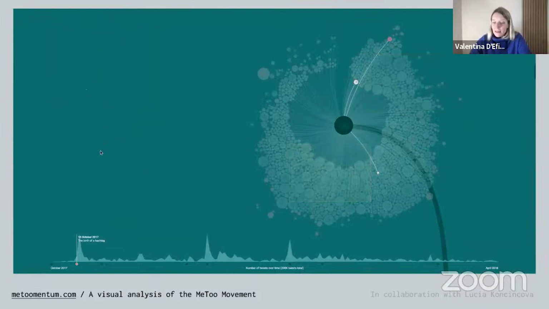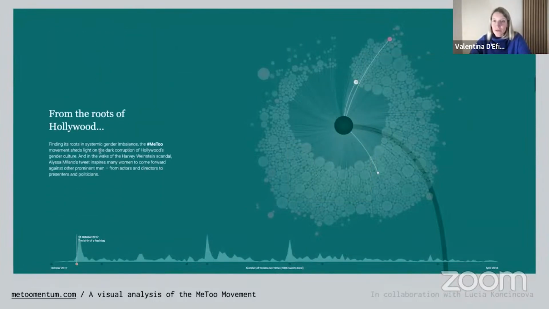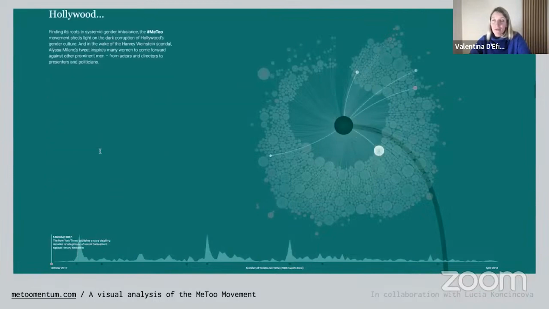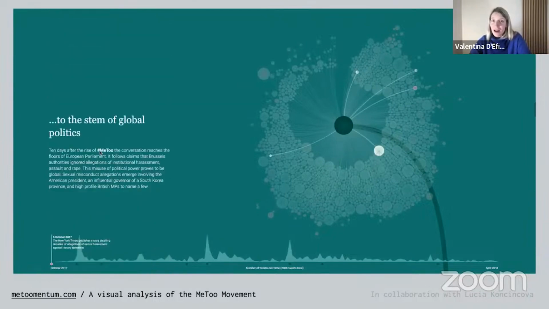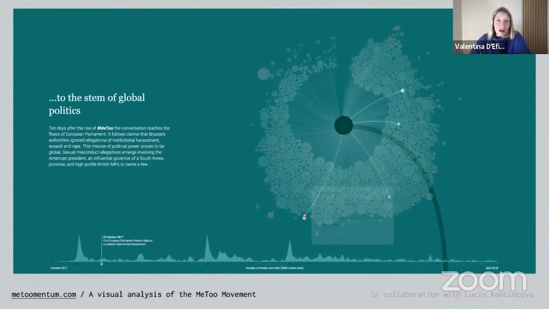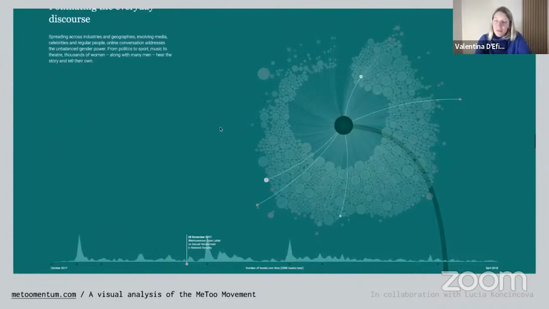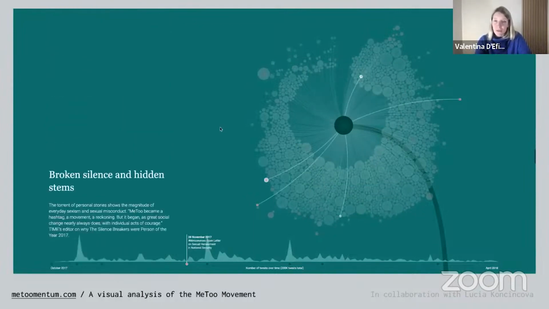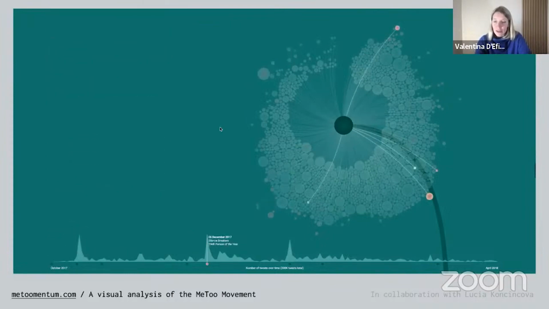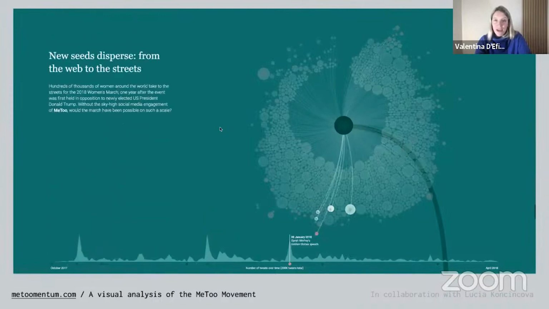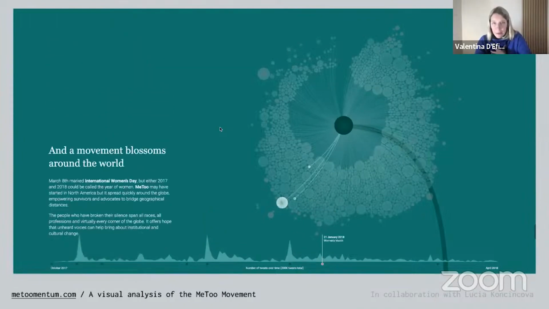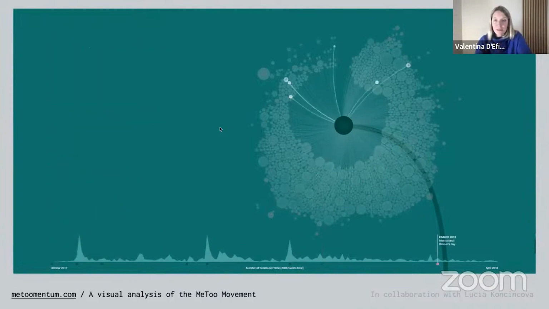And I guess in this visualization, knowledge for me was actually recording all these voices and capturing them almost in a time capsule that would celebrate them and allow people to go back to it and to see them. And for me, the aesthetic of this piece also had an important role. I chose a dandelion because it conveyed my personal feeling about the MeToo movement.